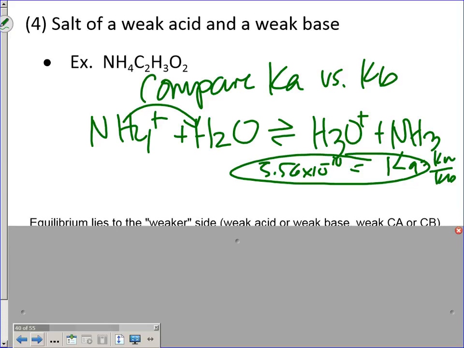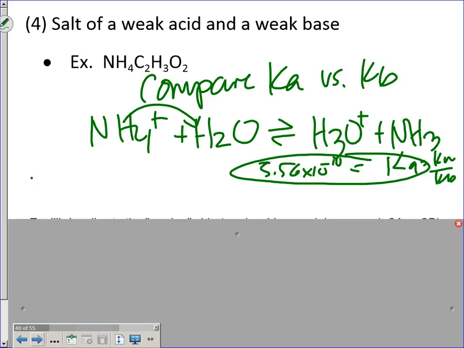Okay, so then you also have to do acetate. What does acetate do in water? Acts acidically or basically?